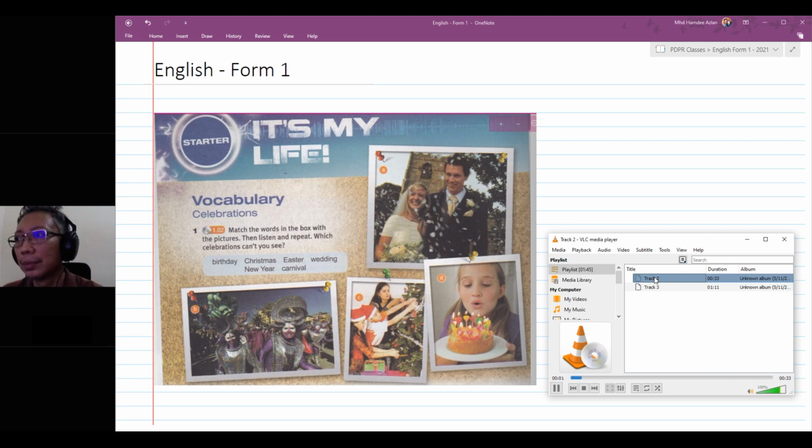Starter unit. Vocabulary. Celebrations. Exercise 1. Birthday. Christmas, Easter, Wedding, New Year, Carnival.